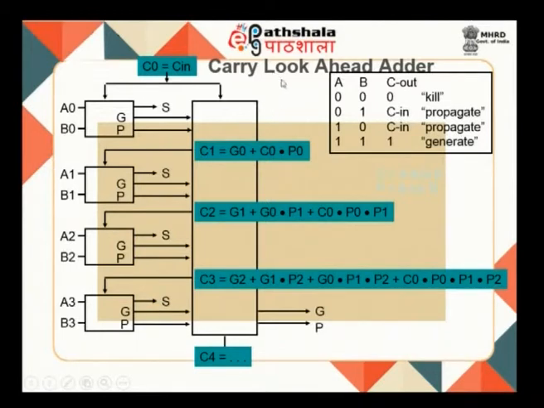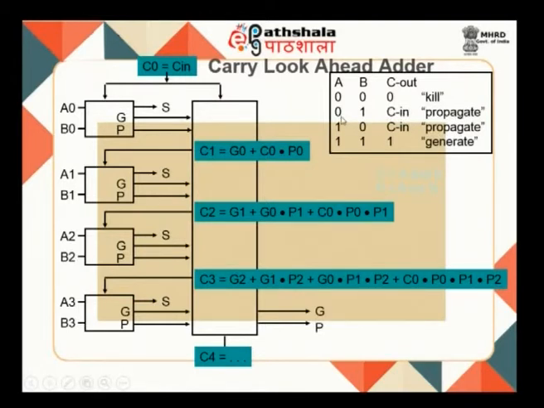So, based on that, any carry function can be written like this. If you have an A, B and you have a C out, when you have your inputs both as 0 and 0, your carry output is anyway going to be 0. So, that is called the kill. And if your inputs are 0 and 1, you know that only if your C in becomes 1, that will combine with this 1 and it will produce a carry output of 1. So, that is called the propagate function.